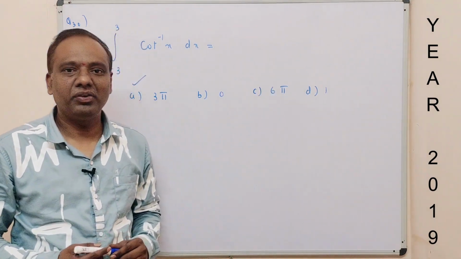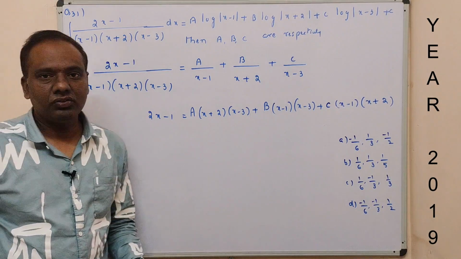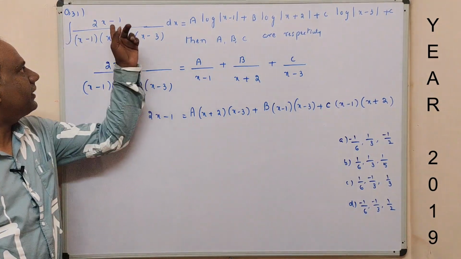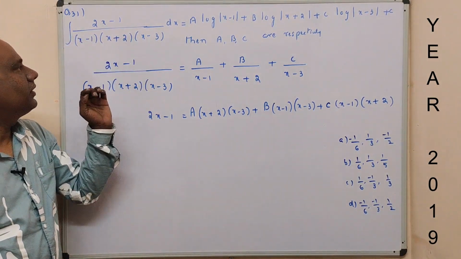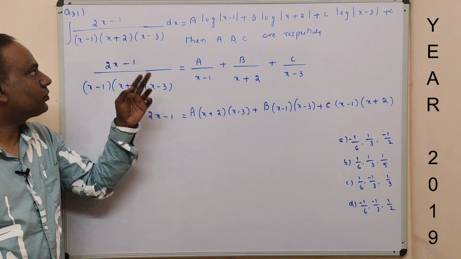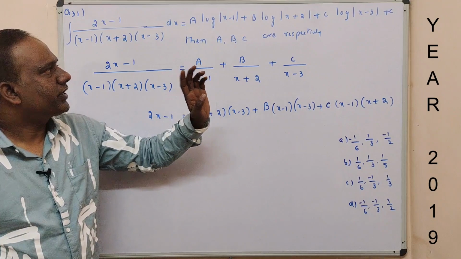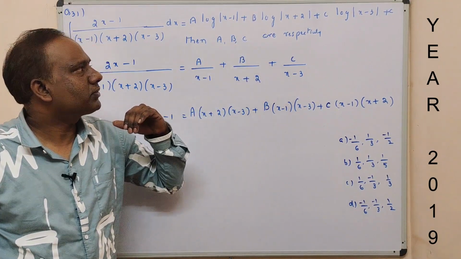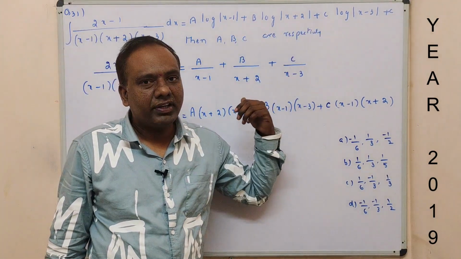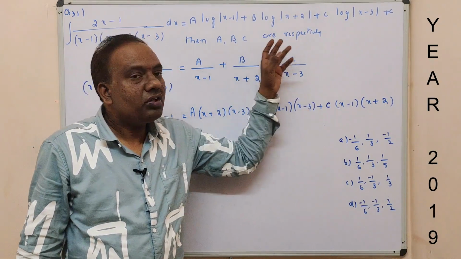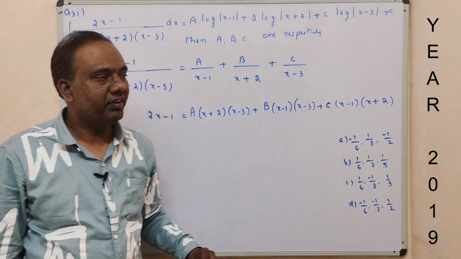Please watch the video. For this question, the question is the integration of 2x minus 1 by x minus 1 into x plus 2 into x minus 3 into dx is equal to a log of x minus 1 plus b log of x plus 2 plus c log of x minus 3. Then what are the values of a? That is the question here.